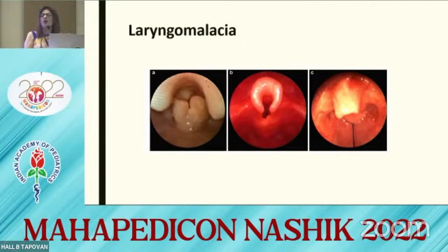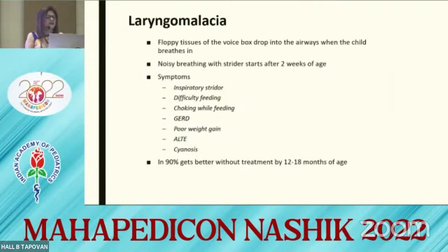So this is the commonest kind of inspiratory stridor that you see. So floppy tissue of the voice box, which drops into the airway of the child. Mind you, if you have inspiratory stridor starting on day one, day two of life, think beyond laryngomalacia. It could be anything else, because typically we start seeing laryngomalacia around 2 weeks of age and beyond. We really don't see it very early.